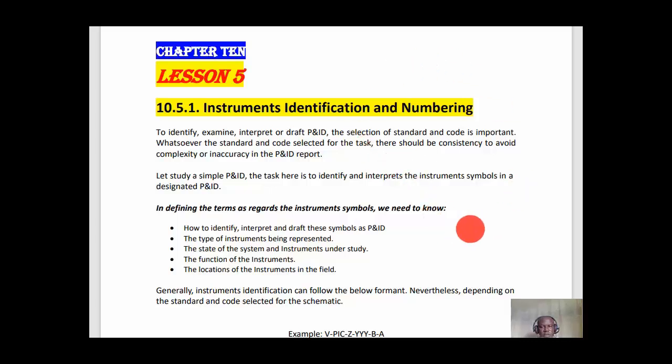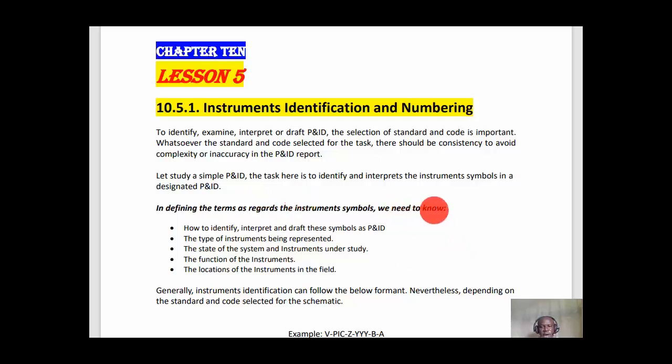Hello, in this lecture, we shall be looking at Chapter 10, Lesson 5, Instrument Identification and Numberings. To identify, examine, interpret, or draft a P&ID, the selection of standard and code is important. Whatever the standard and code selected for the task, there should be consistency to avoid complexity or inaccuracy in the P&ID report. Let's study a simple P&ID.